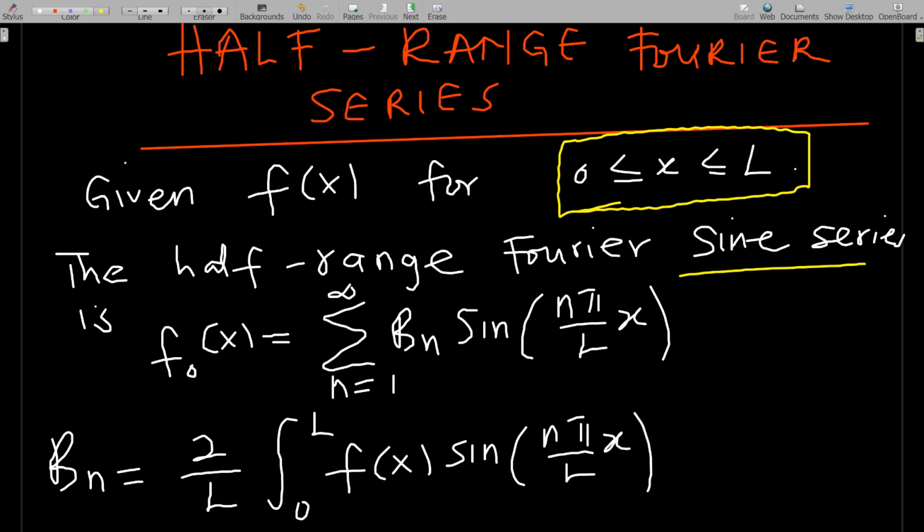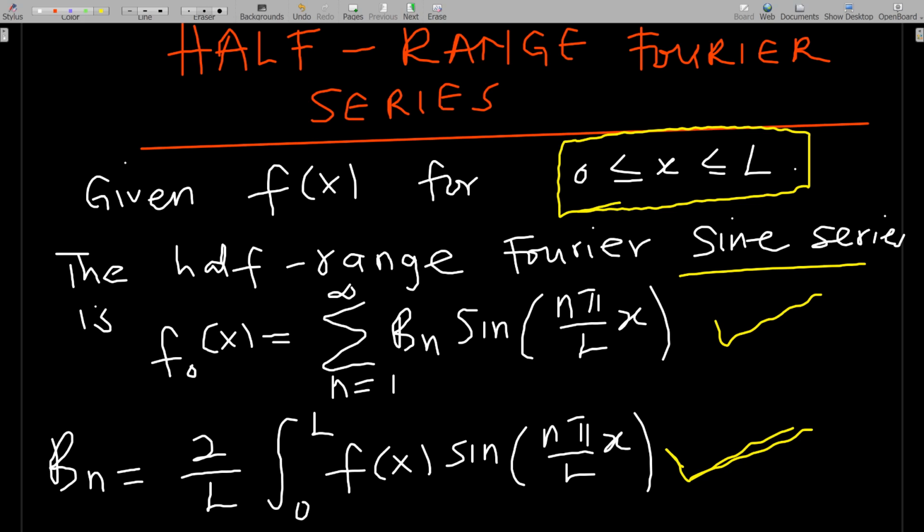f of x is equal to the same formula as we saw in the Fourier series, but here Bn is equal to 2 over L. So note this: 2 over L integral from 0 to L, not minus L to L. Remember this. 2 over L integral 0 to L f of x sine of this.